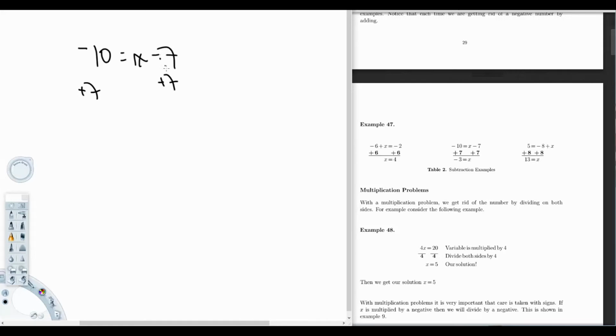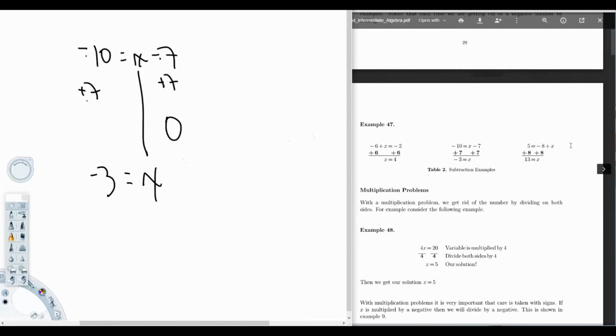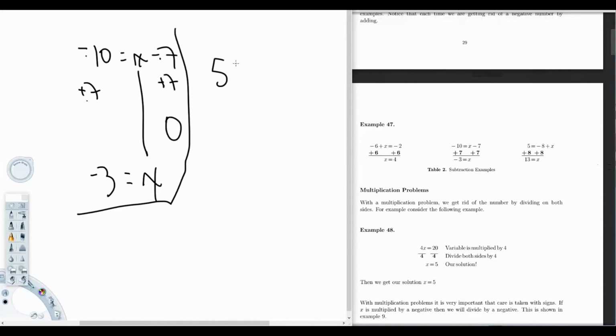So minus 7 plus 7 equals 0. X carries down. Minus 10 plus 7 equals minus 3. And what do we got? Do I got the right answer? Yep. Next problem. 5 equals minus 8 plus x.